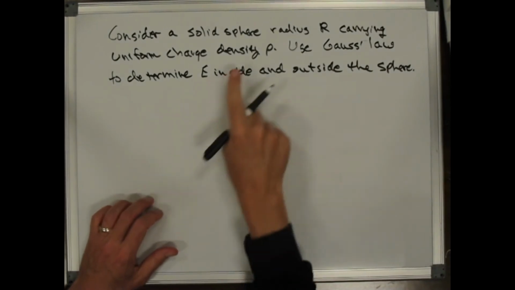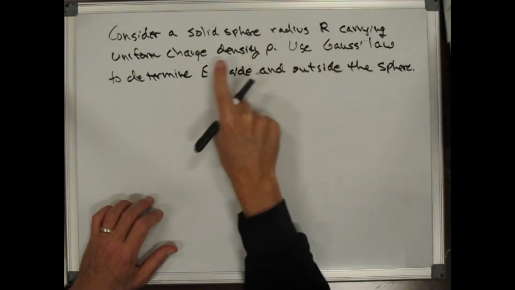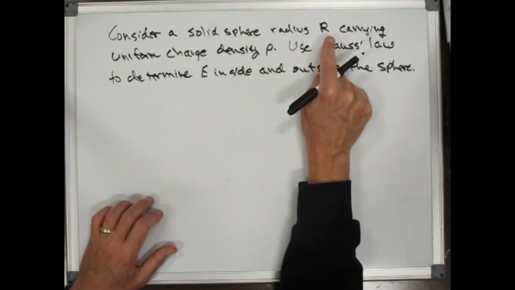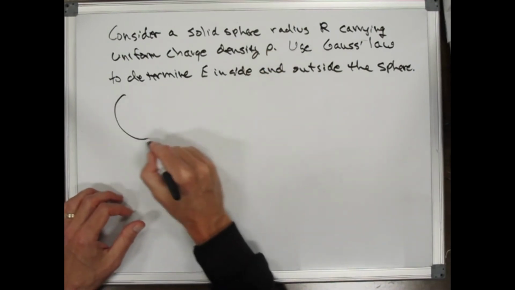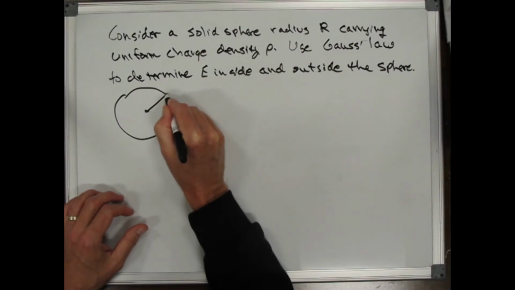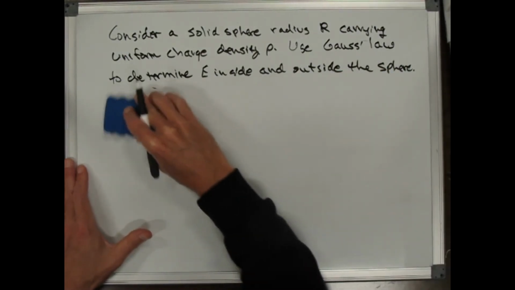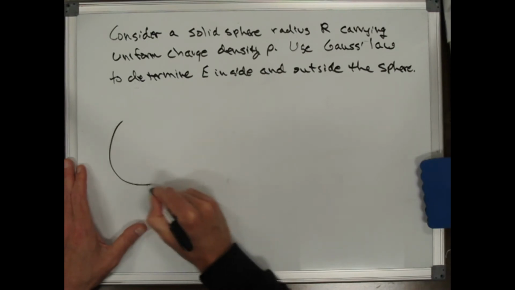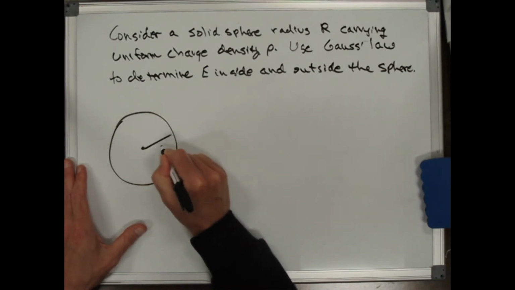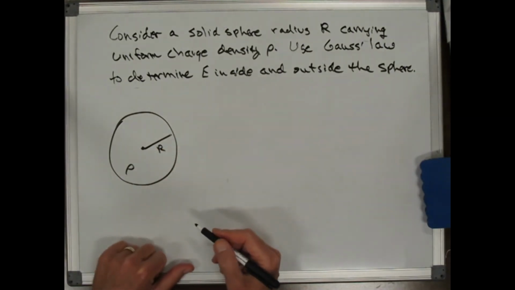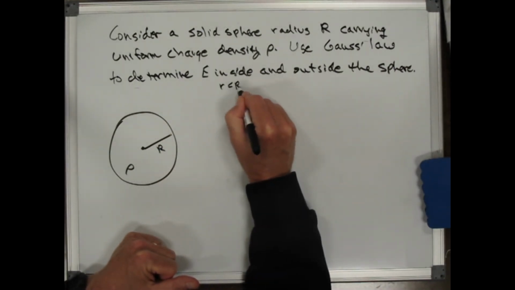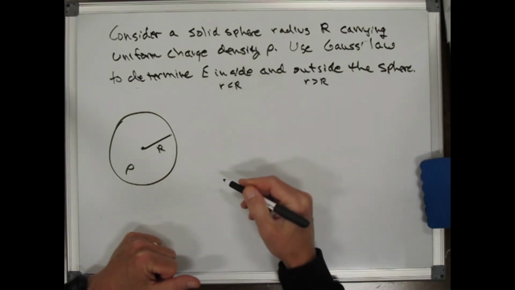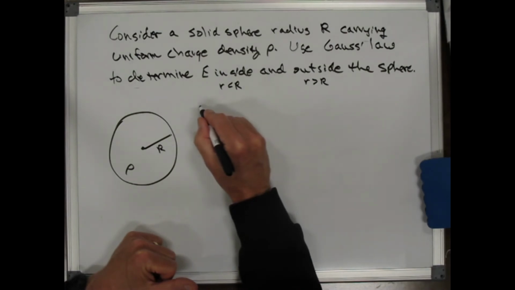So here's another problem. It says, consider a solid sphere of radius R. So, you know, some kind of insulating material carrying a uniform charge density rho. So it's just a solid sphere, right? It's got a radius R. I can draw a little lower so I can draw around it. All right, it's got a radius R, and it's got a uniform charge density rho. I'm to determine E inside and outside the sphere. So we'll have r less than R and r greater than R. We'll want to know the electric field. And so let's start by looking at r greater than R.